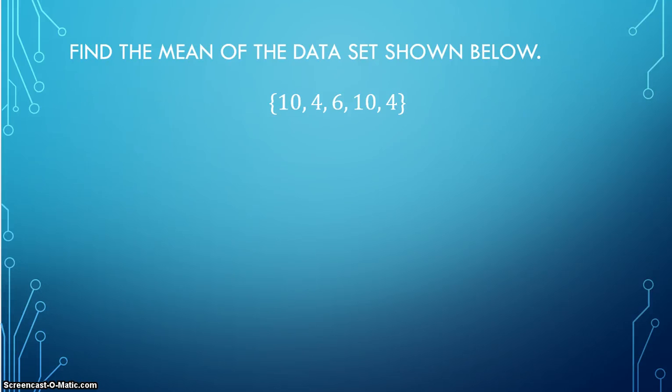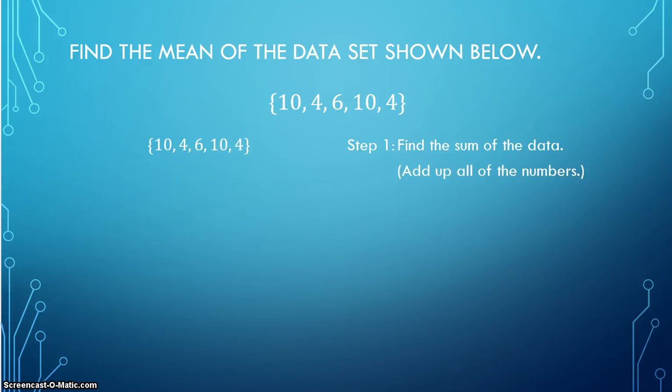Alright. Let's take a look at another one. As you can see, this data set is a little bit smaller. It contains 10, 4, 6, 10, and 4. Remember, how we do this is by first adding up all the numbers in our data set. We put plus signs in between each number and then add them up, either by using your calculator or mental math. 10 plus 4 is 14. 14 plus 6 is 20. 20 plus 10 is 30. 30 plus 4 is 34. So we know that the sum of our data set is 34.